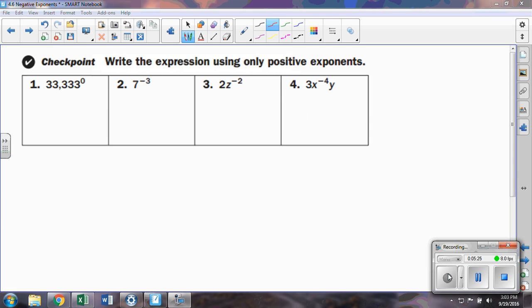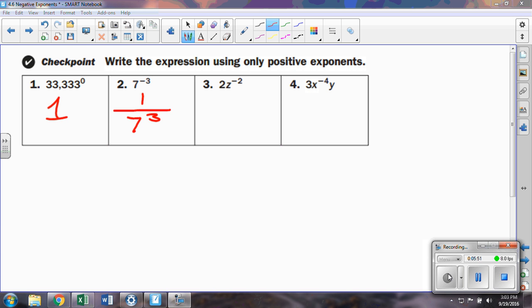I'm getting a little bit of practice in. What is 33,333 to the 0 power? 1. Anything to the 0 power is 1. What about 7 to the negative 3? 1 over 7 to the third. Yes. We're done.